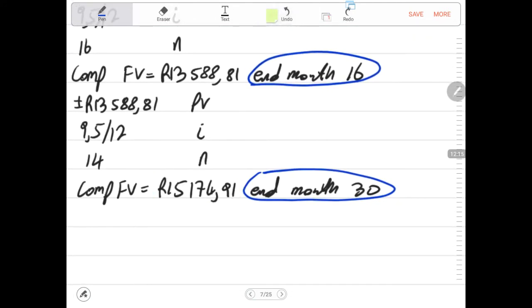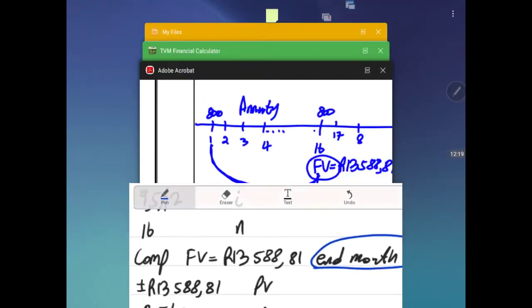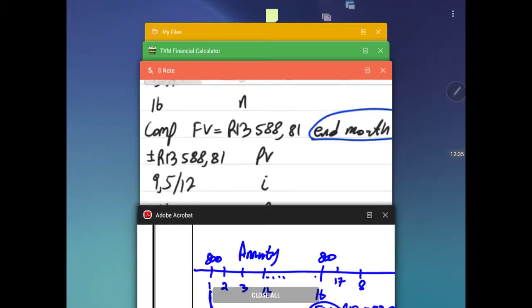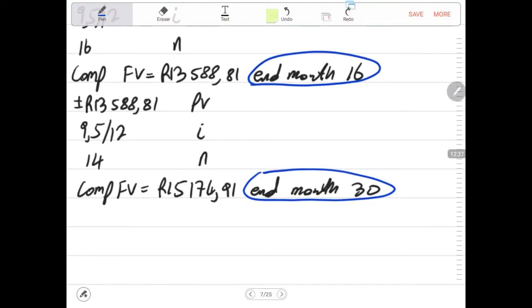Now, how much do we need to raise at the end of month 30? We need to raise 30,000. So now we are asked to calculate the amount that must be invested at the end of month 20 in order for us to get to that full 30,000. Now we say, okay, what we have in the account is 15,000. So we need to calculate the remaining balance.